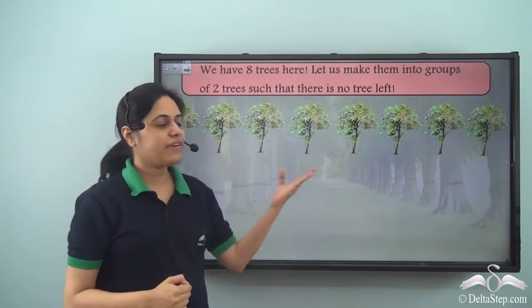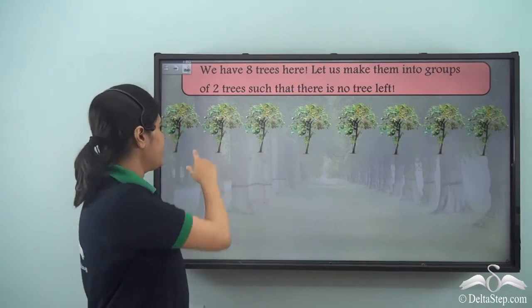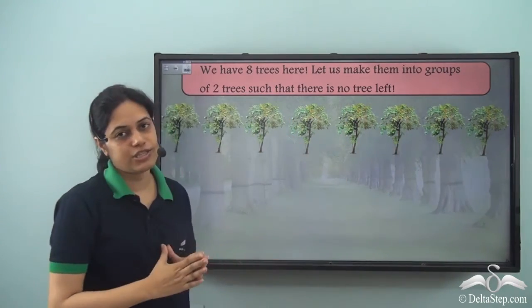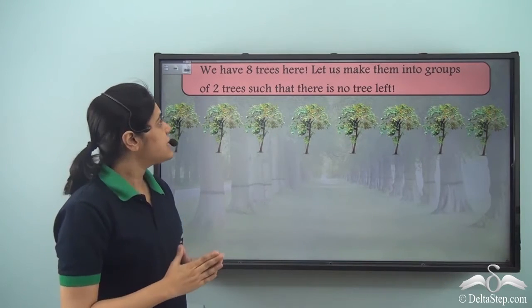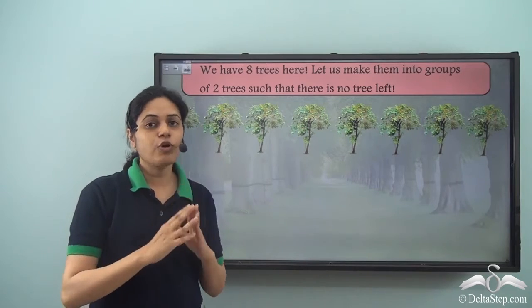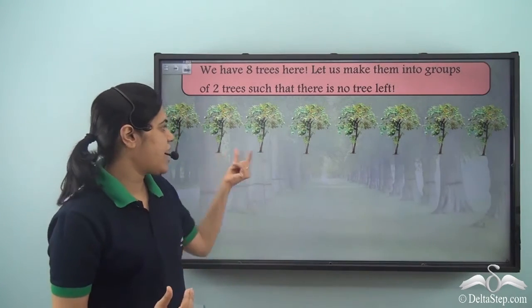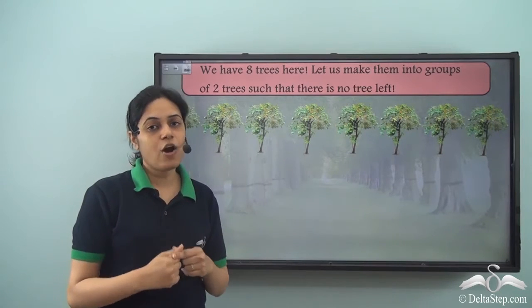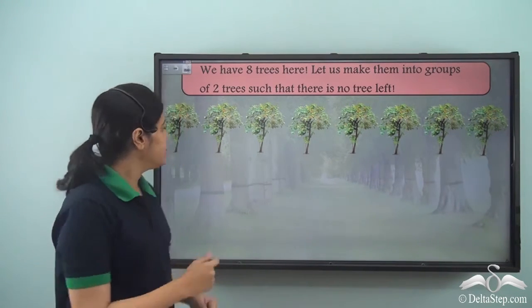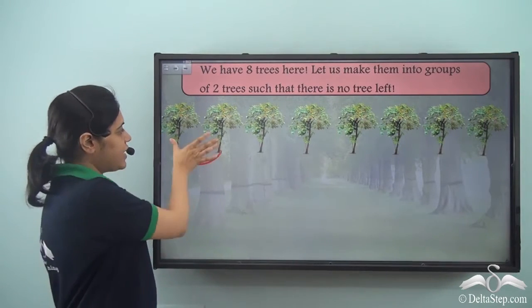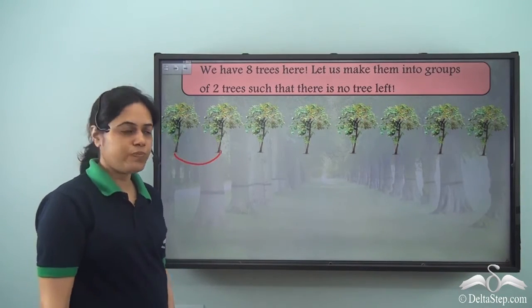Now we have 8 trees here. 1, 2, 3, 4, 5, 6, 7, 8 trees here. And once again, we want to form groups of 2 trees. So we want to form groups such that there are 2 trees in each group. So let us see how many groups can we form. So first, I take these 2 trees and form a group.